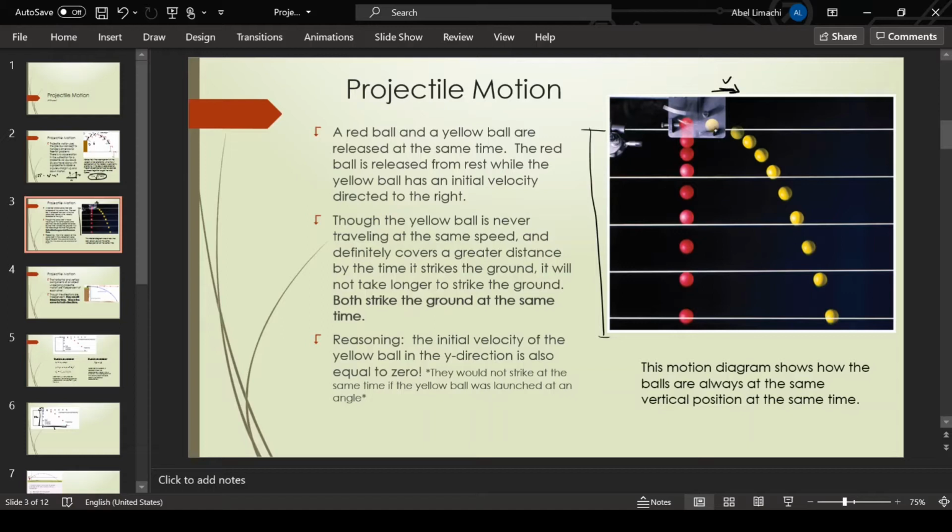So don't get thrown off by the fact that it's pushed to the right. It's going to have a velocity to the right, but that doesn't mean it's going to take more time or less time. That's not the case. It's going to be the exact same as if you were just to drop it straight down.